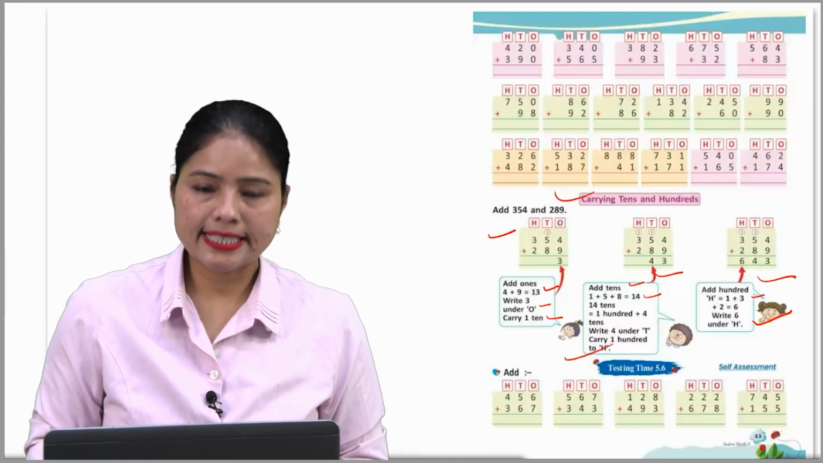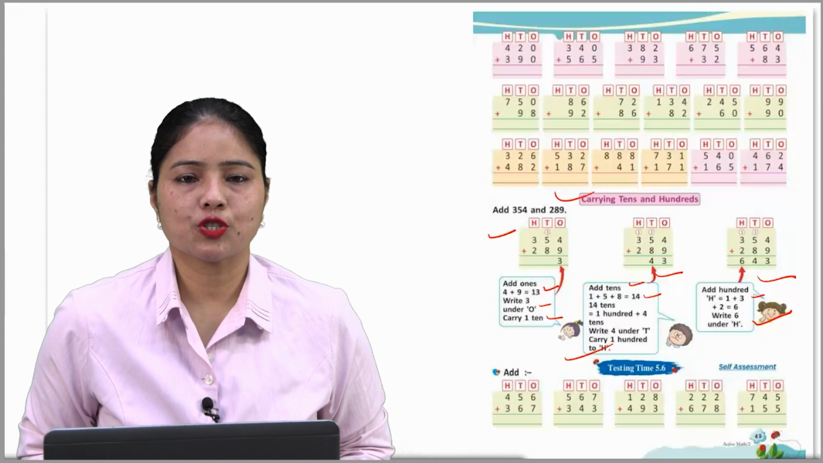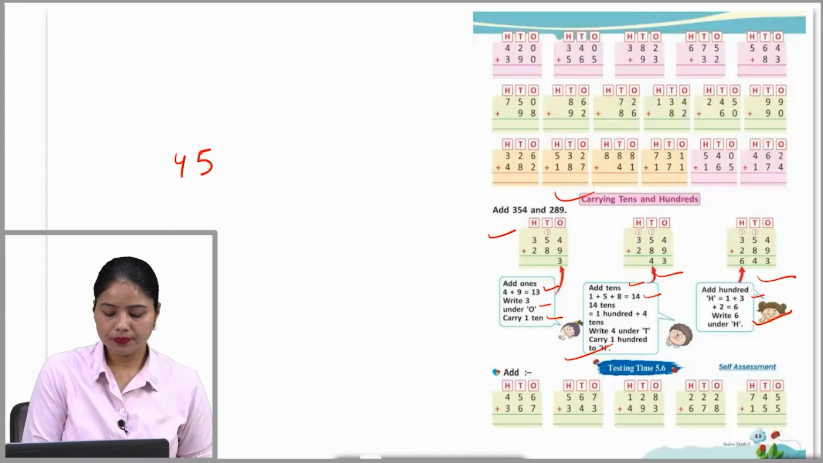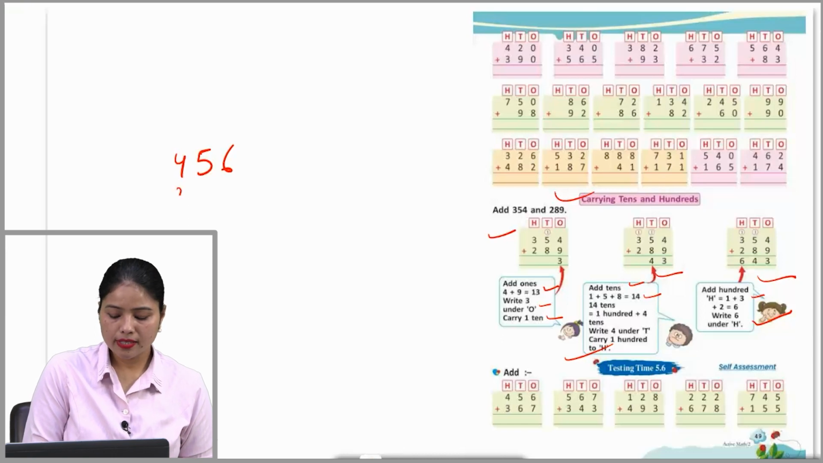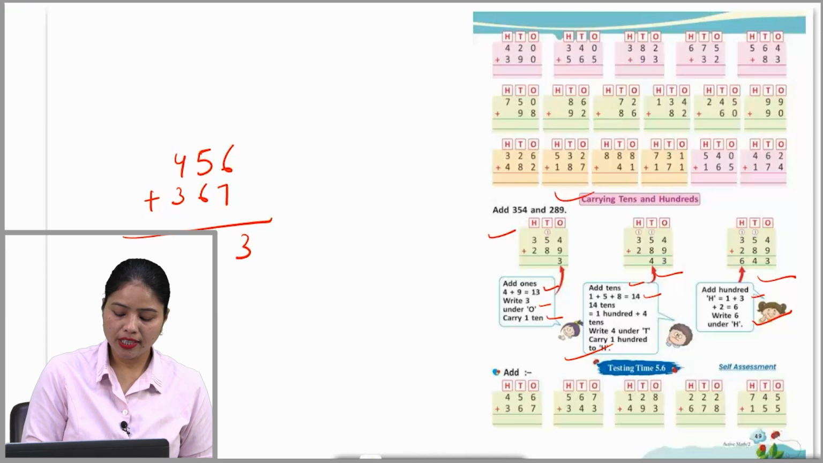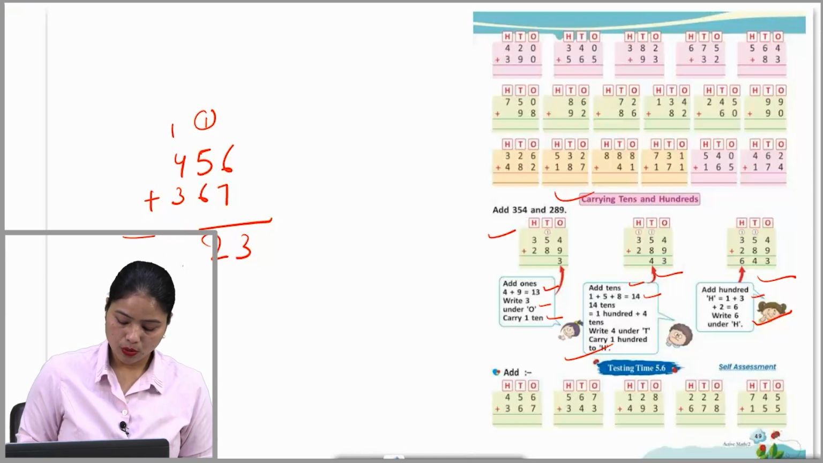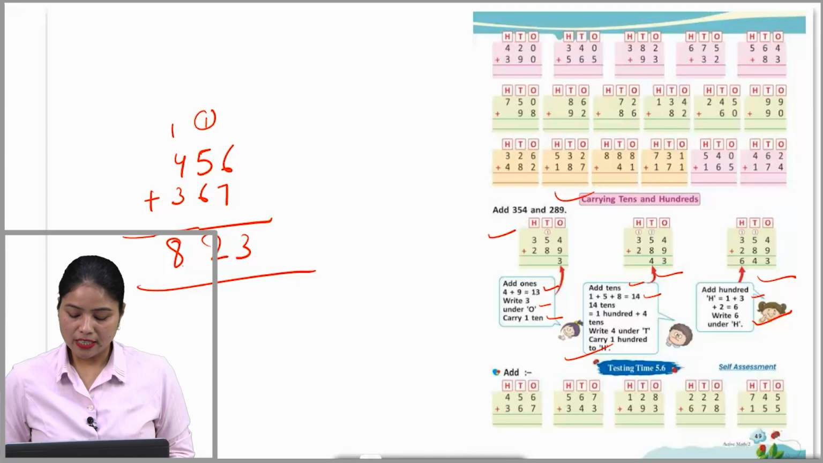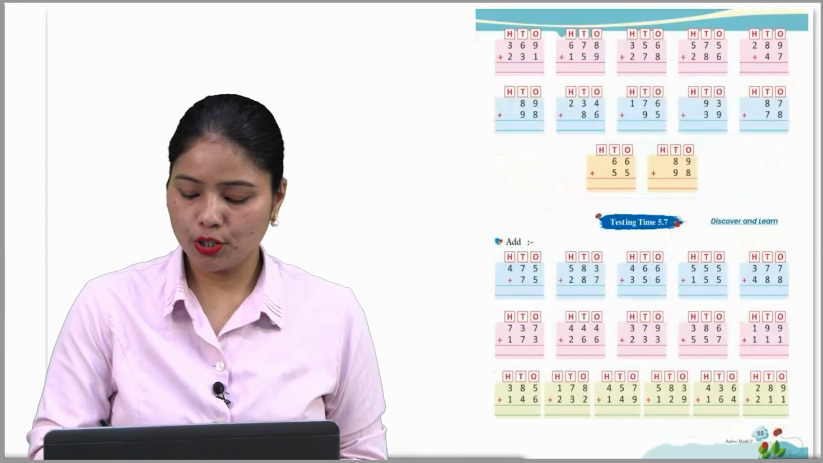So now move on. Texting time 5.6. Add 456 and 367. 6 और 7, 13 का 3, कैरी 1, 12 का 2, कैरी 1 and 8. Like this. Okay. So 823 is the answer of that particular one. So this is how you fill in the others yourselves beta.